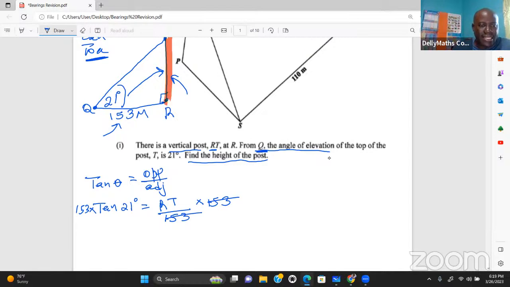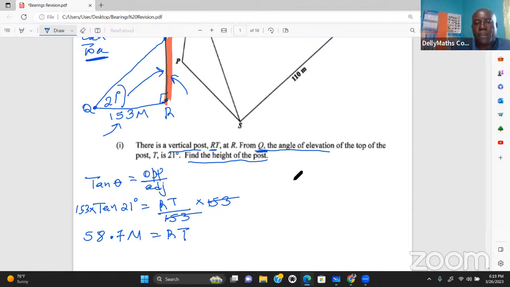So on my calculator, I need to put 153 tangent of 21, right? And it's going to take me to the answer. So we're looking at 58.7, and we're dealing with meters, and that is the height of the post RT.